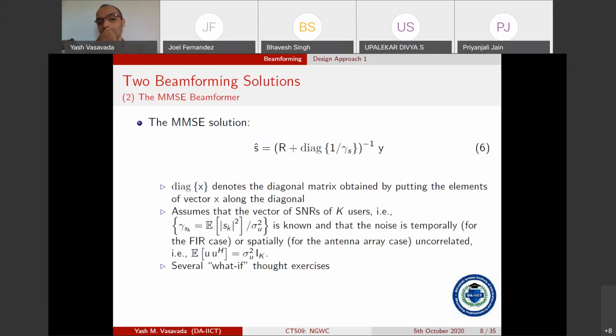And then finally, consider one other case, that SNR is very small. So when SNR is very, very small for all the users, it will be as if this matrix R is not going to matter too much, because this diagonal 1 over gamma will be very high. And so at that point, the MMSE says that forget about R, just take Y and scale it by this diagonal 1 over gamma S term.